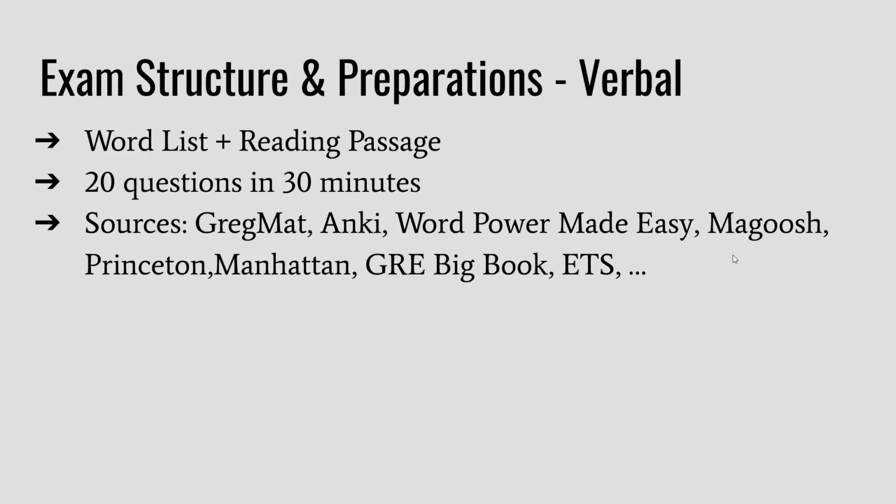Then there are Magoosh, and obviously everyone knows Princeton Review and Manhattan Prep. Then there is an old compilation of previous questions in the GRE Big Book. It is a very big book. And then obviously we have ETS official documents which we can use. What I used was ETS official material, the Word Power Made Easy book, and GregMet for most of my work. I did not go through Magoosh, Princeton, Manhattan, nothing. I did use the GRE Big Book also.